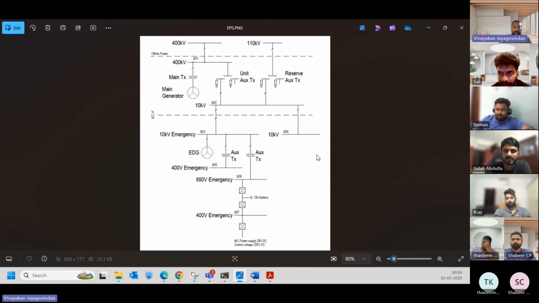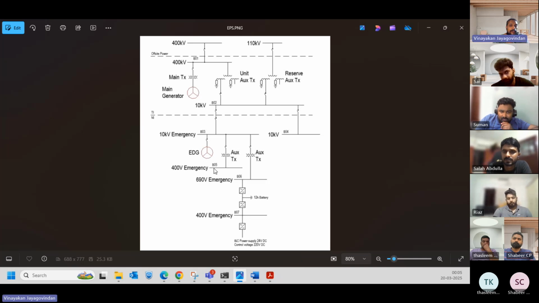Actually, the main purpose of this emergency power supply system is to supply emergency consumers, like the safety systems and instrumentation and control systems. These systems are vital for maintaining safe shutdown in case of any event. For safe shutdown, we need this system for managing residual heat and preventing the release of radioactive materials.